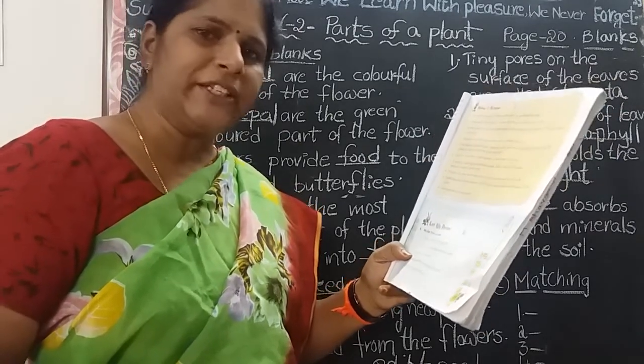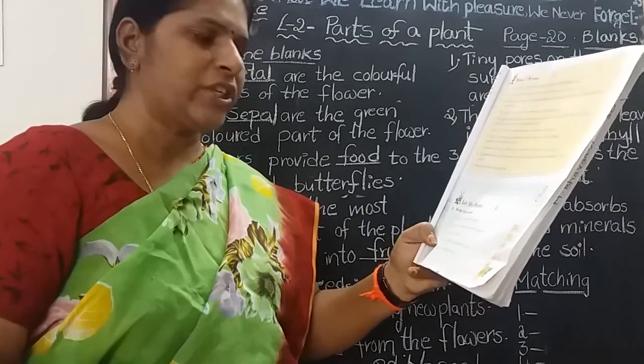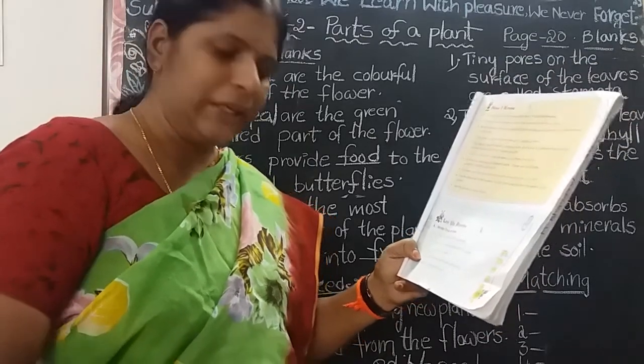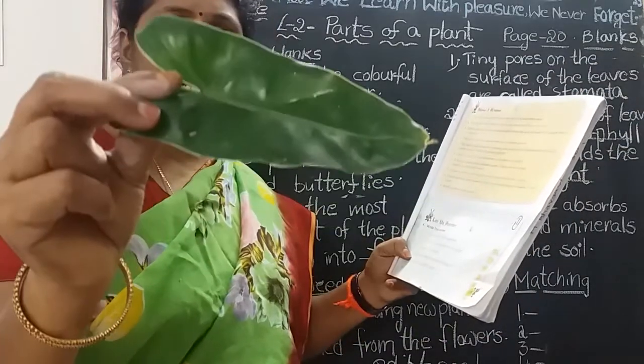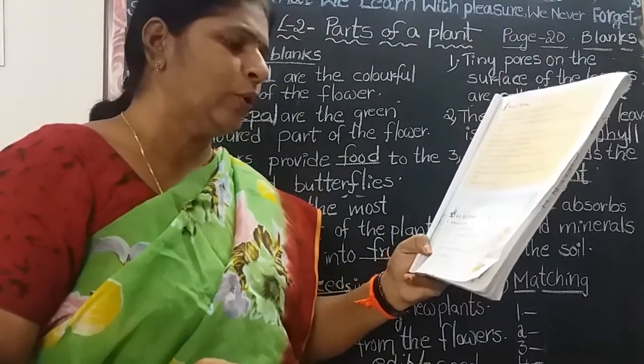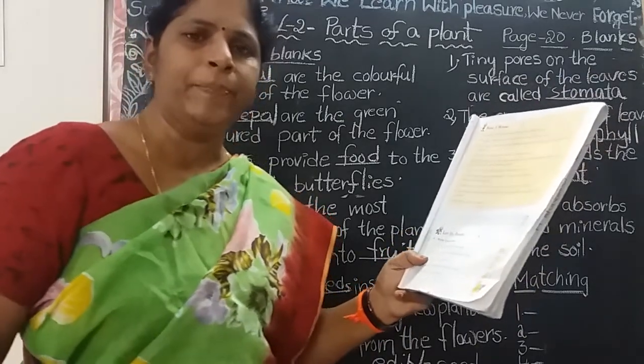Papaya has many seeds only. It is also true. Next question, fourth question, see. A leaf is called the food factory of a plant. A leaf is also called the kitchen of the plant and also the food factory of a plant. It is also true. Next question, coconut is a non-edible seed.